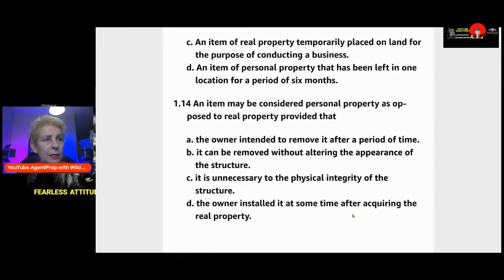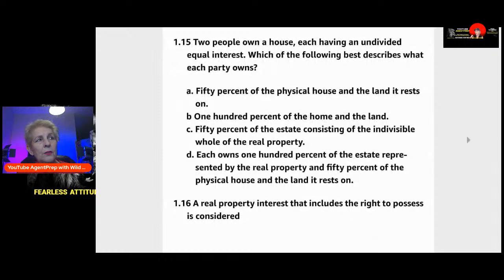All right, number 15. Two people own a house. So what you might want to do is go review the acronym MARIA that Joe Juder explains on his Prep Agent channel. You can Google MARIA, and that's what defines a fixture. It's an acronym for 5 words. I think it's method, application, reason why it was installed, the intent, and the agreement. Something like that. I don't have it memorized.